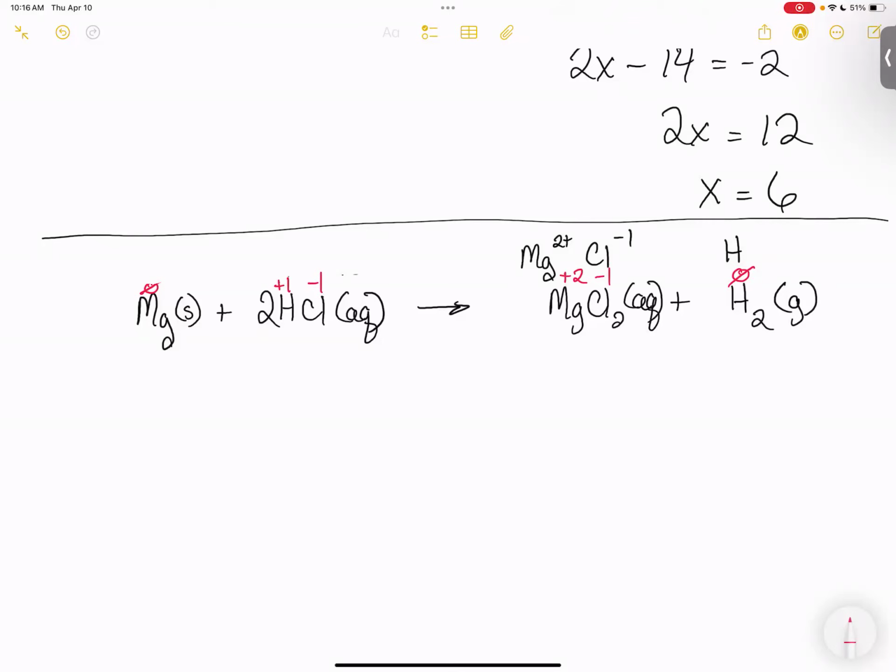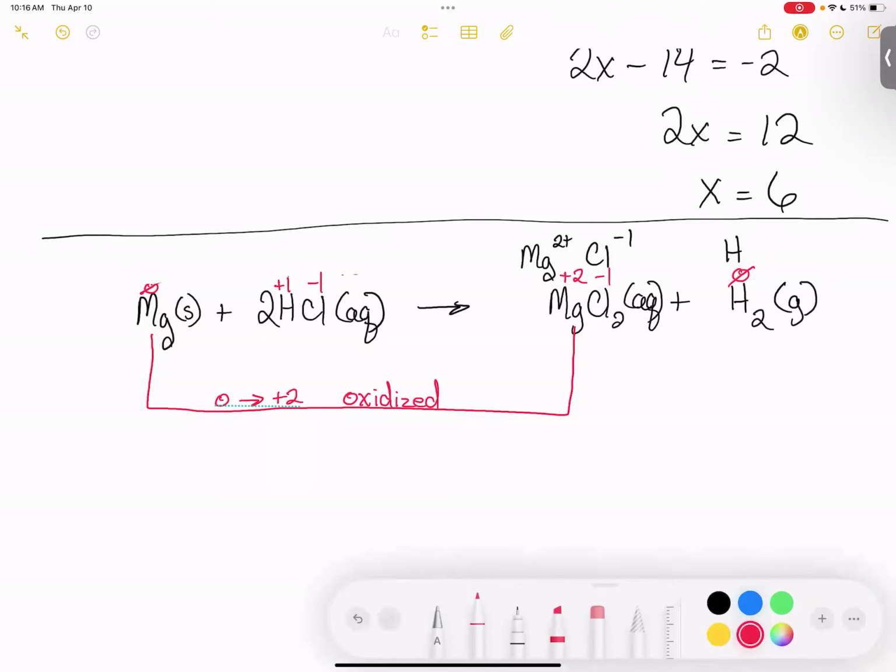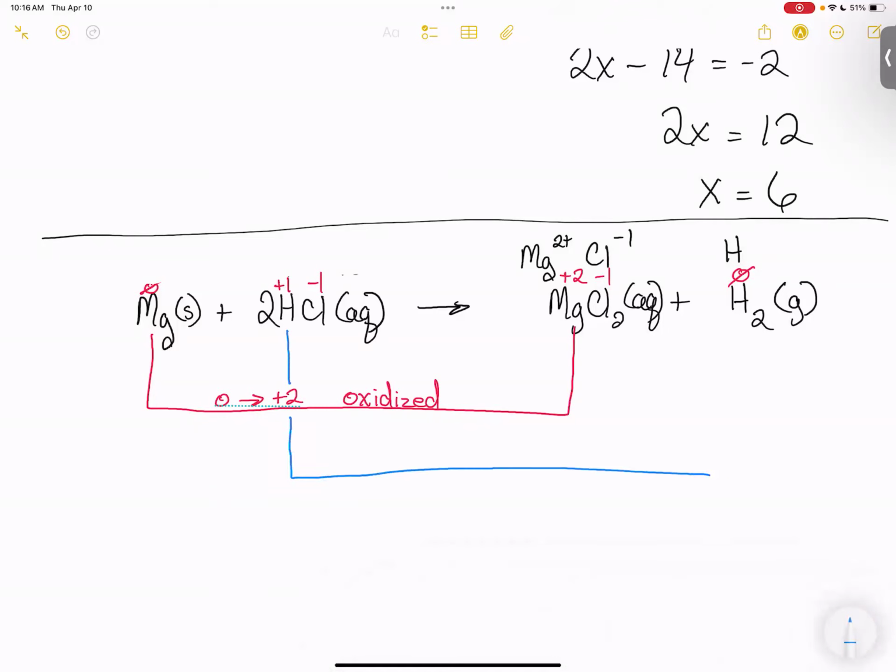Now what we're going to do is connect our elements. You will notice that magnesium goes from 0 to +2. Therefore, it is oxidized. You will notice that hydrogen goes from a +1 to a 0. Therefore, hydrogen is reduced.